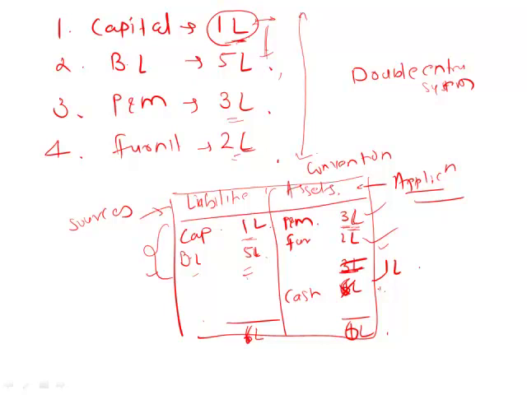Should we increase the level? Yeah. First one, capital 5 lakhs, bank loan 5 lakhs.